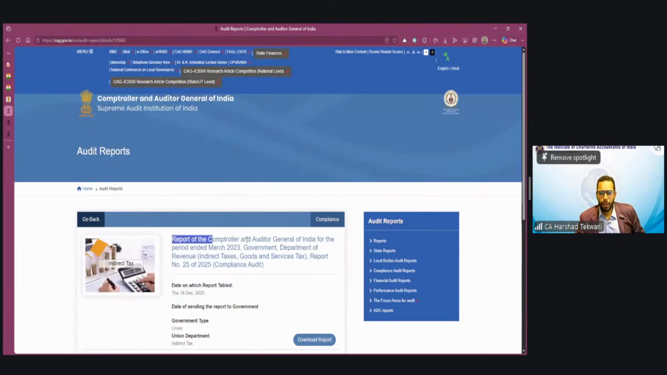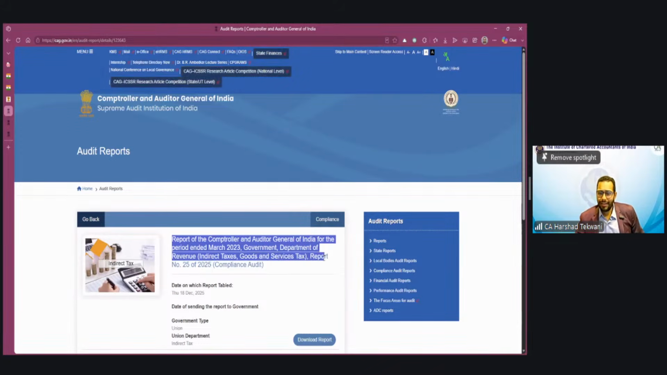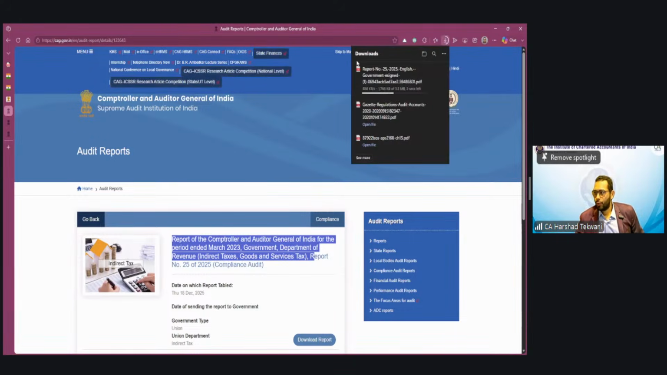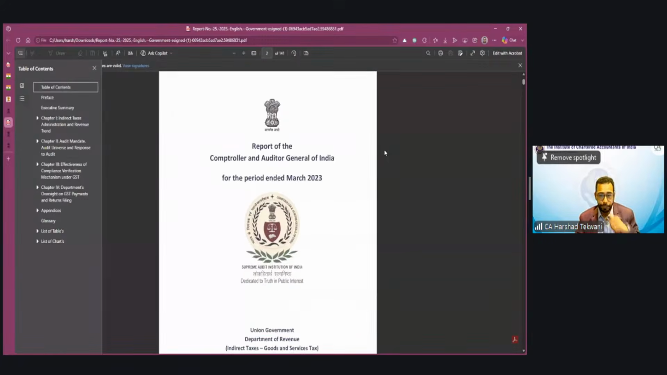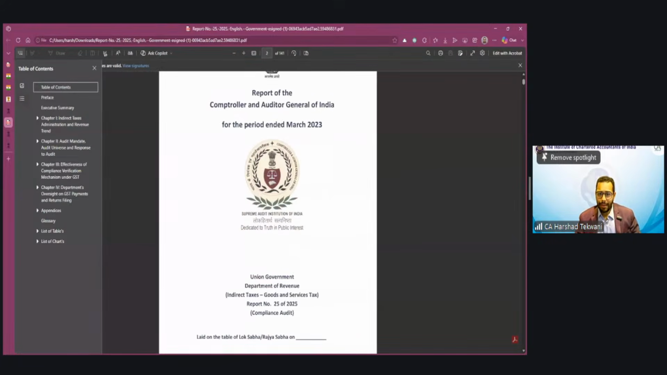So, report of the CAG of India for period ended March 23, government audit, Department of Revenue, indirect taxes, goods and service tax report, compliance audit. Let's download the report and go through this report. Okay. This is the compliance audit report.